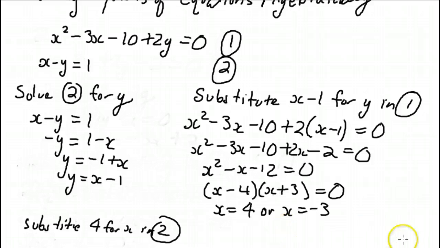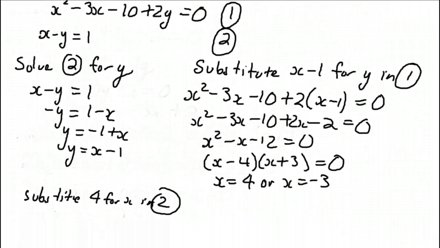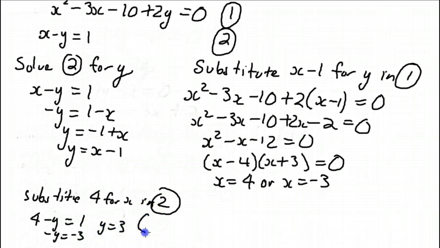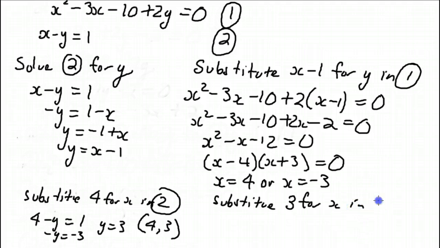Okay, let me just move this down a bit. Okay, 4 minus y is equal to 1, negative y is negative 3, y equals 3. That gives me the point 4, 3. We're looking for a point of intersection. And substitute 3 for x in equation 2 again. 3 minus y is 1.